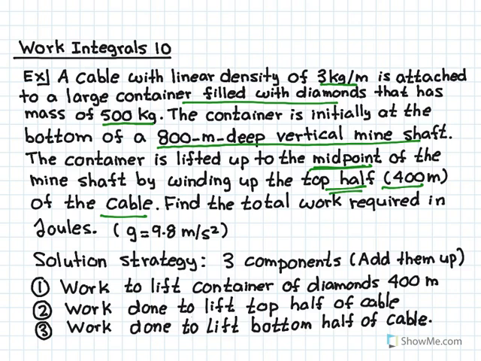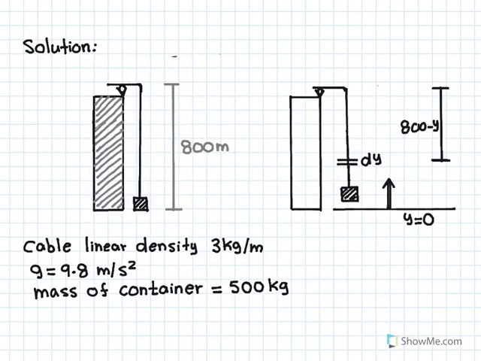So we have gravity, that's 9.8 meters per second squared. We have the linear density of the cable, which is 3 kilograms per meter. There are three components of the total work, and then we have to add them all up. The first component is to find the work required to lift the container of diamonds 400 meters to the halfway point. The second component is to find the work done to lift the top half of the cable, the top 400 meters. And the third component is to find the work done to lift the bottom half of the cable.